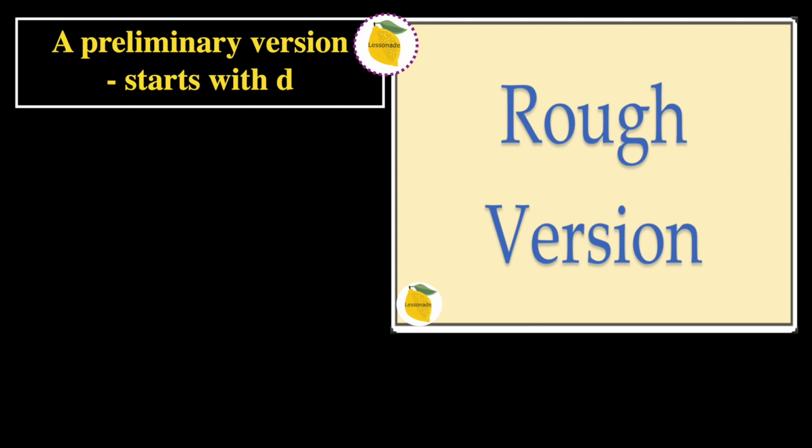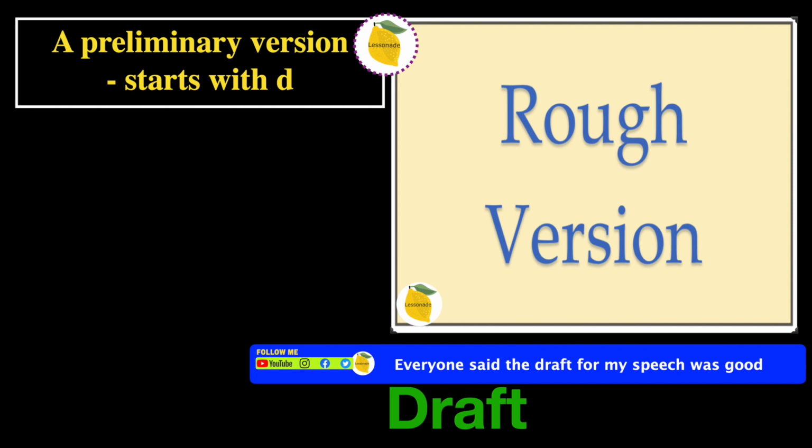A preliminary version starts with D. In this picture, it says a rough version. So therefore, the word will be draft. And the sentence is, everyone said that the draft for my speech was good.